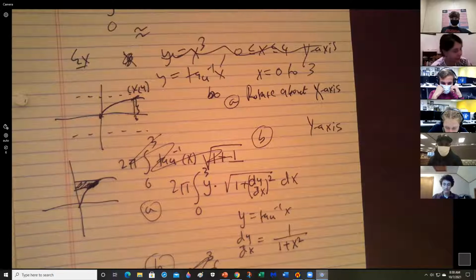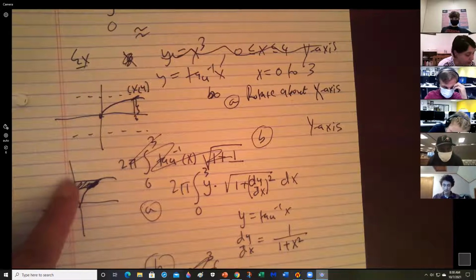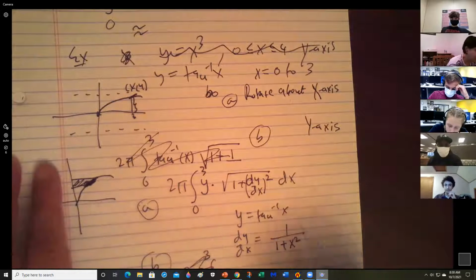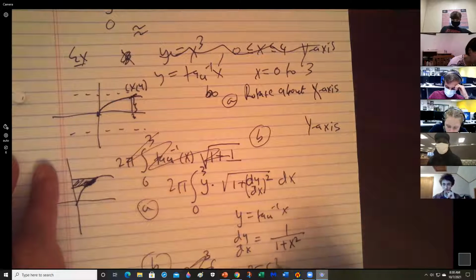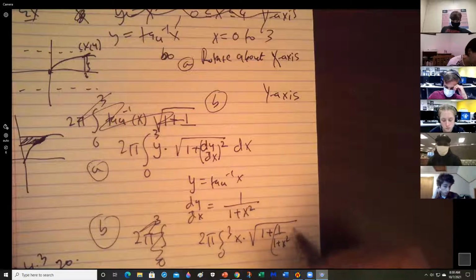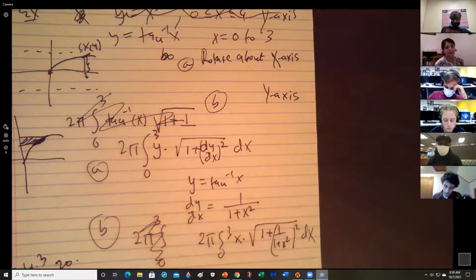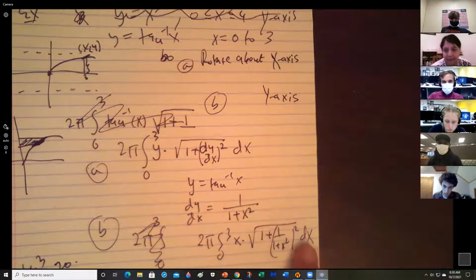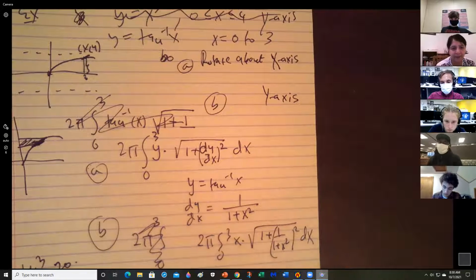What is the average radius? The average radius is the distance from here to here. Instead of y, what will you have? You would have x. So this would be 2 pi, integral 0 to 3, x times square root of 1 plus... and you don't have to finish solving it, just setup is enough. Everybody okay with that? It's just the setup we're looking at. So 2 pi, average radius, arc length, integrate, you got your answer for surface area. Everybody okay with that?